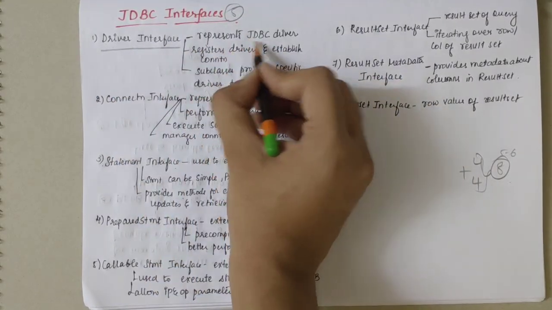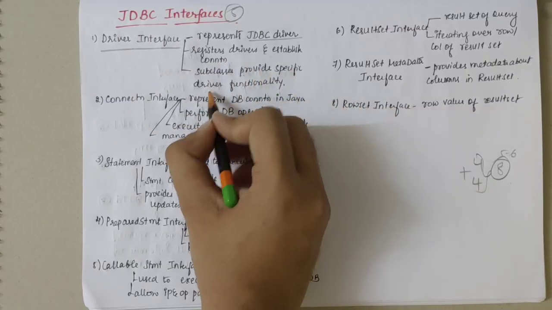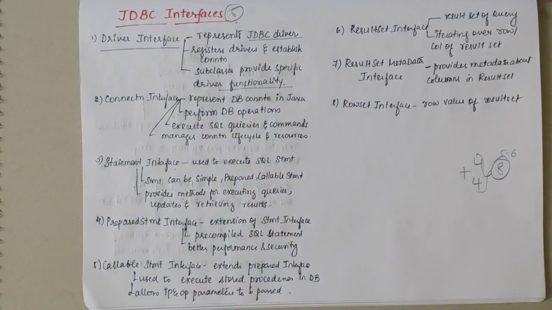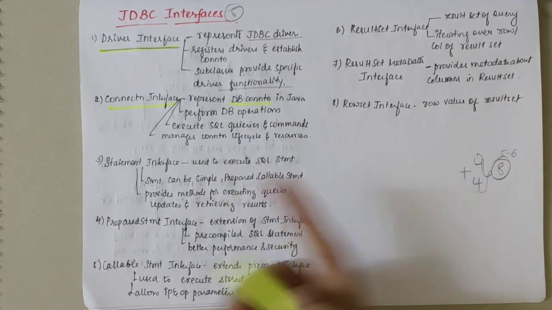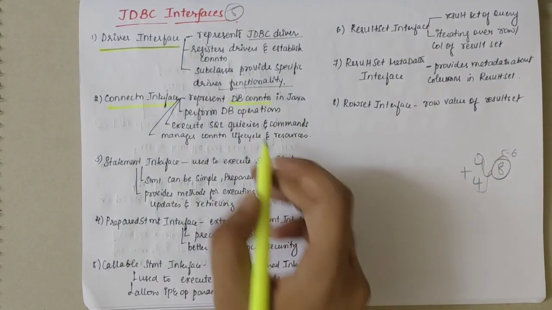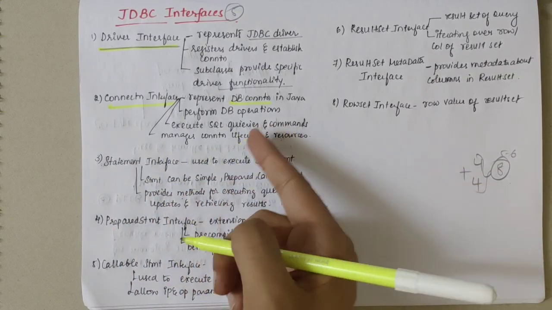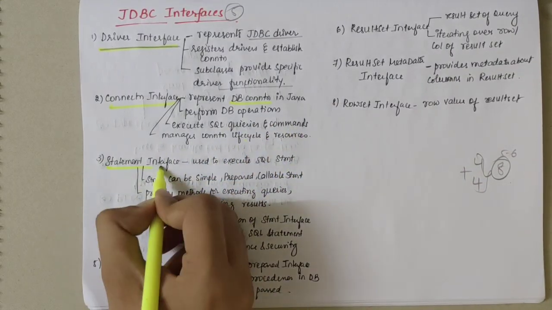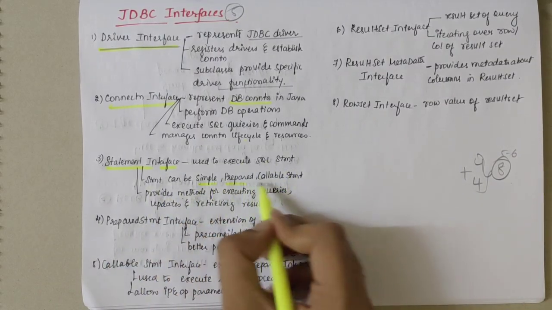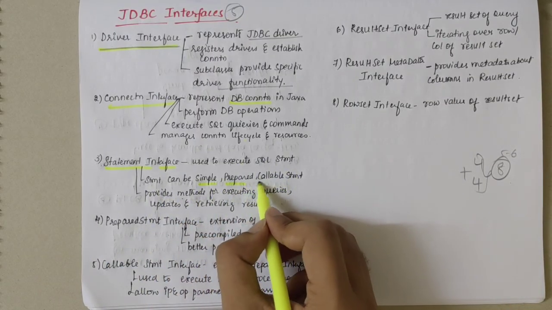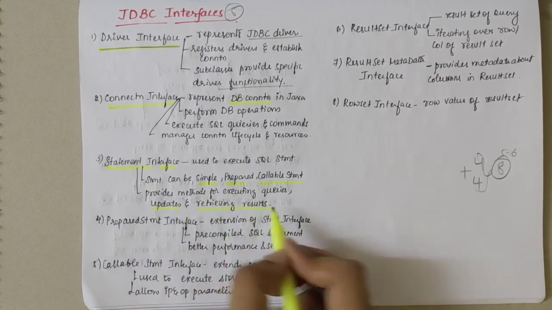First we have the driver interface. It represents the JDBC driver, registers the driver and establishes the connection. Subclasses provide specific driver functionality. Then we have the connection interface. It represents the database connection in Java. It performs database operations, executes SQL queries and commands, and manages connection life cycle and resources. Then we have the statement interface. It is used to execute SQL statements. Statements can be simple, prepared or callable statements. It provides methods for executing queries, updates and retrieving the results.